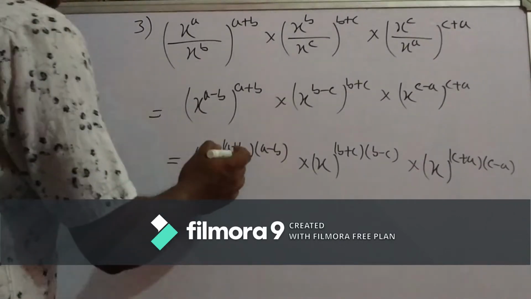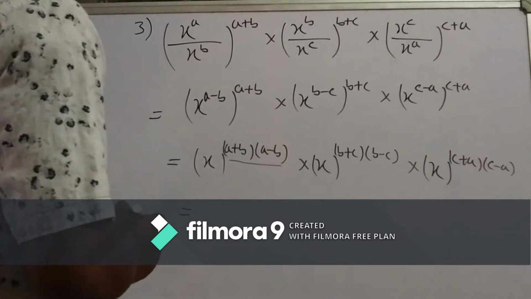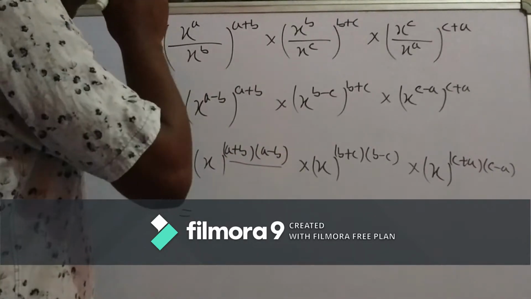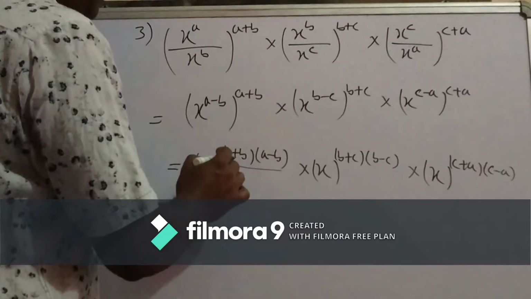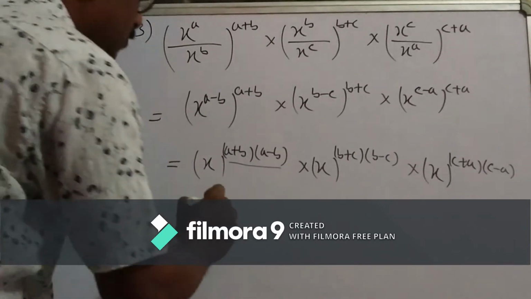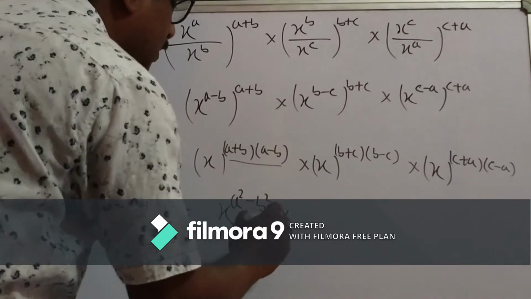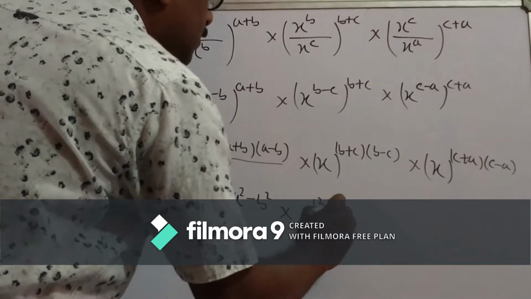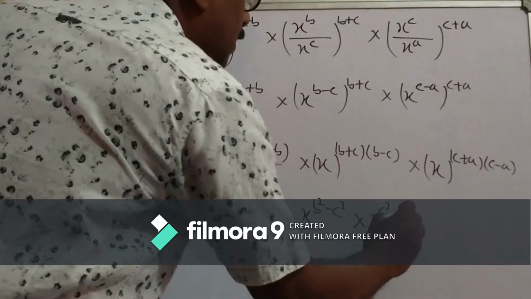Now this is one formula. In algebra you have learned it in class 7 also. a plus b into a minus b, the formula you know is a square minus b square. So directly in place of a plus b into a minus b we can write a square minus b square. So x to the power a square minus b square, into x to the power b square minus c square, into x to the power c square minus a square.